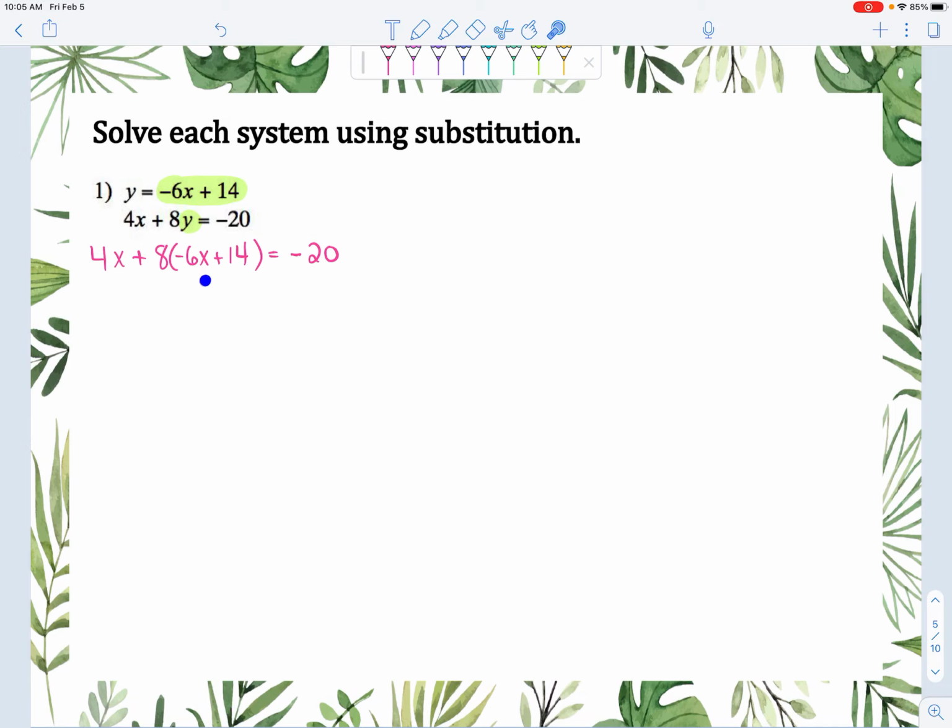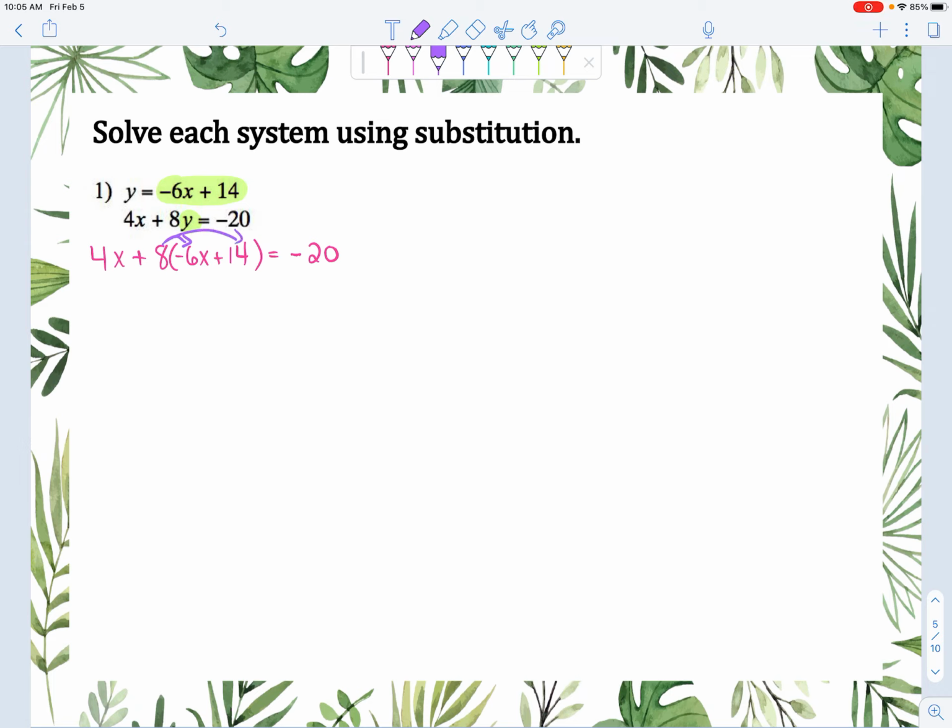When you do this step, if you're doing it correctly, you should only have one variable. In this case, I have x's. It might not always be an x that you're solving for first, but it should only be one variable at this point. If you have two variables, an x and a y, you've done something wrong. Well, at this point, it's a multi-step equation that I know how to solve.